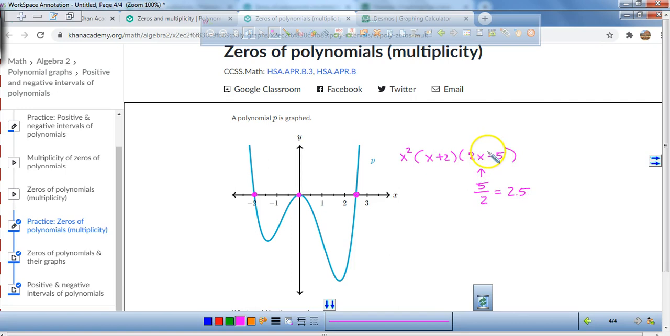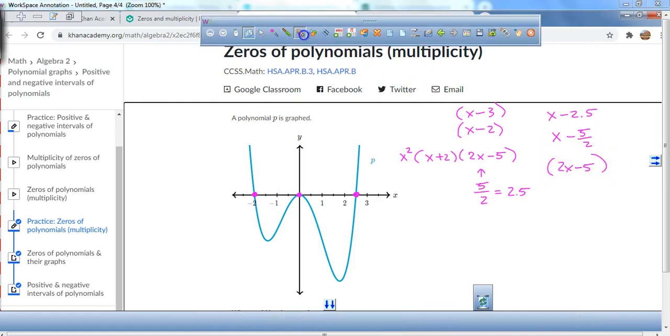So how do I get that 2x minus 5? For example, let's say it was at 2. Then the factor would be x minus 2. If that was at 3, then the factor would be x minus 3. But if it's at 2.5, I have to make this into a fraction. I have to make it into 5 over 2, which is 2.5. So I have to rearrange it. Remember, it's the negative version of this over this, so I have to make it 2x minus 5.